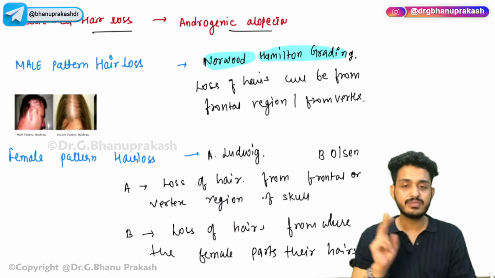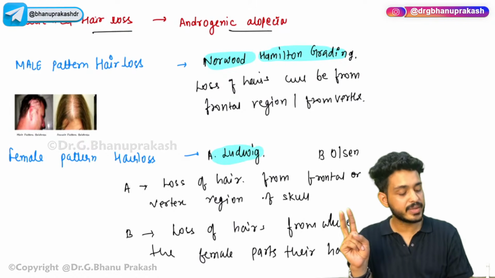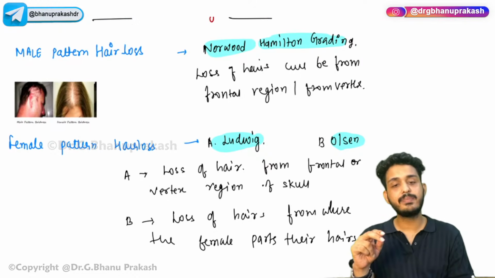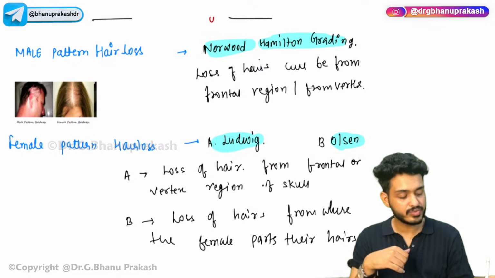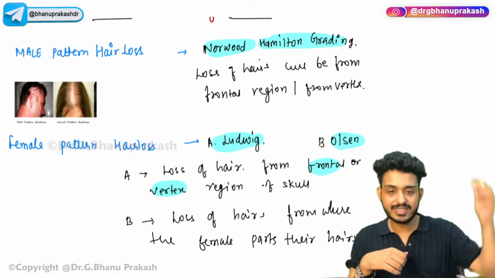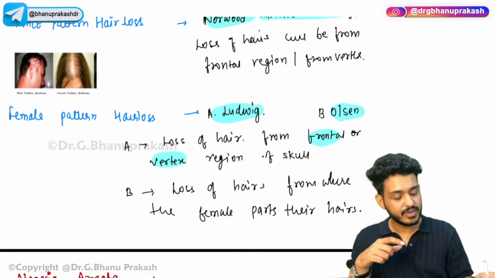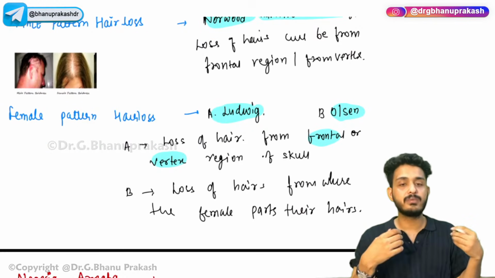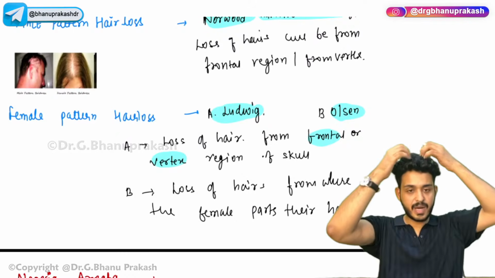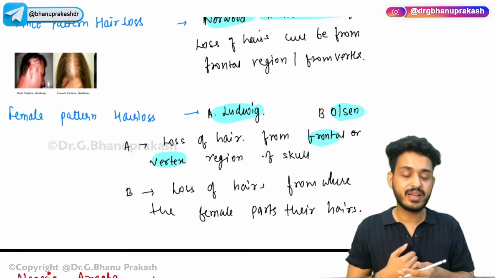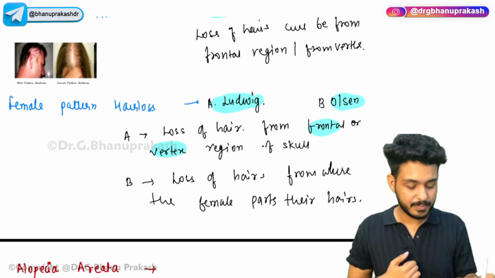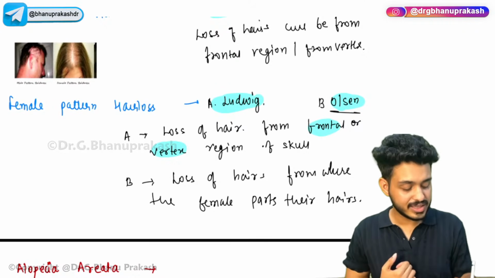Okay, in females we are having two patterns. One is Ludwig pattern, second one is Olsen pattern. In Ludwig pattern, the female will be having hair loss from the frontal or vertex region. In Olsen, the female will have hair loss from the part where she is parting her hair. So that is Olsen and Ludwig.